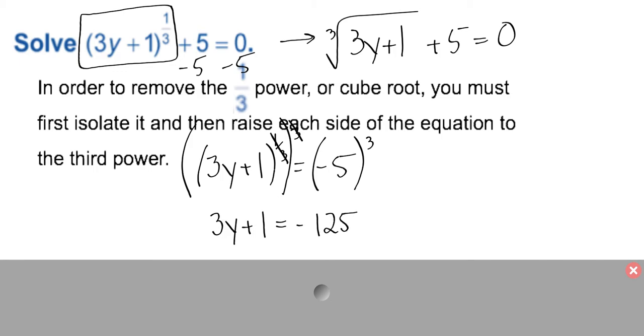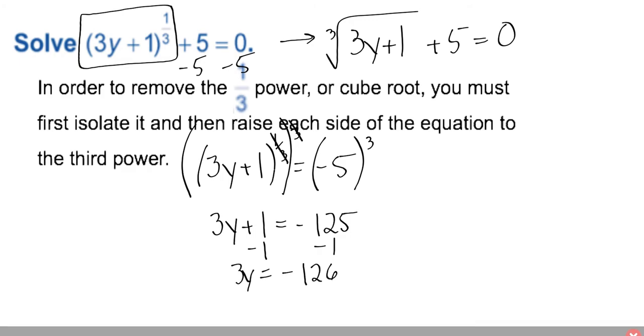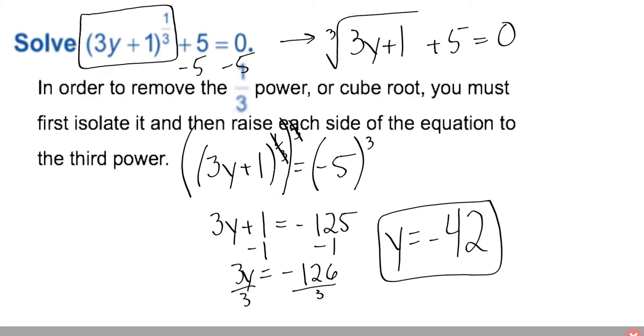From there, should be pretty straightforward. Move the 1, divide the 3. Negative 1, negative 1, we get 3y equals -126. And then divide both sides by 3. And we get y equals -42, which you could plug that in and check as well. So that's how you do it with a fractional exponent.